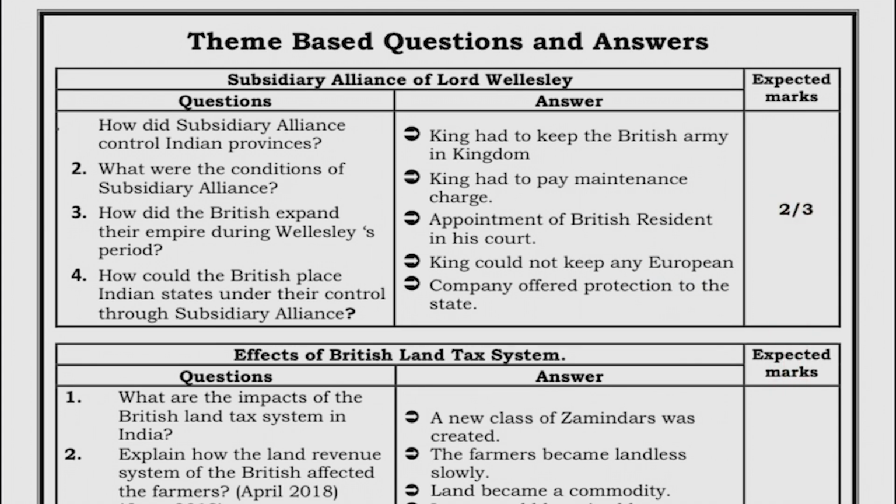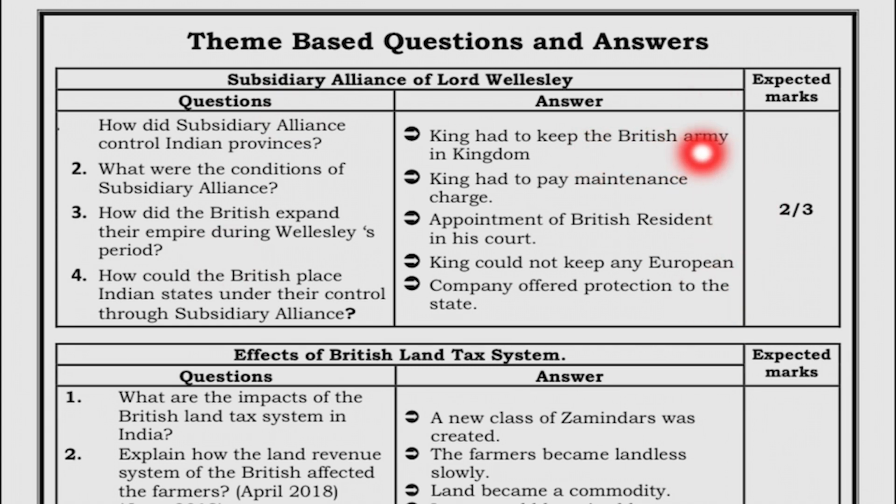So let us start. Subsidiary alliance of Lord Wellesley. How did subsidiary alliance control Indian provinces? What were the conditions of subsidiary alliance? How did the British expand their empire during Wellesley's period? How could the British place Indian states under their control through the subsidiary alliance? So, if these are the questions asked, these are the key points you have to keep in mind.